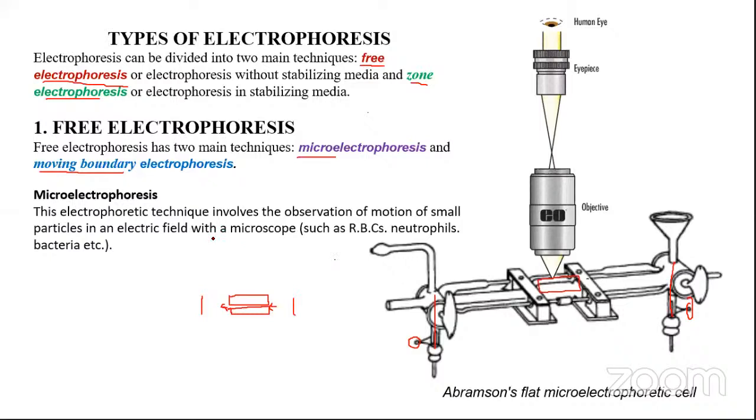Okay, fine. So now what happens is you observe the movement of the cells that is happening under the effect of electric field by using a microscope. Why will you ever be interested in finding out how small particles move under the effect of electric field by using a microscope? Something like cells, like RBCs or bacterial cells. Why should you be interested in observing mobility of cells under the effect of electric field?